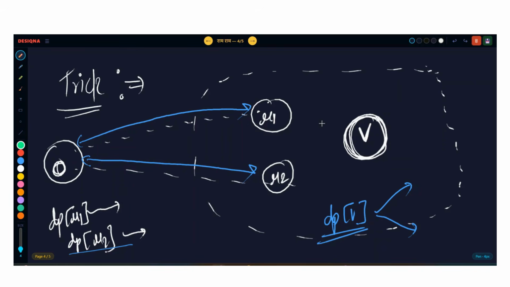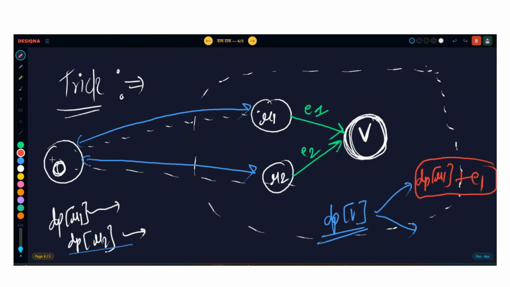Let's say U1 is connected to V1 with this edge, and this edge weight is E1, and this edge weight is E2. So dp of V has two options. Either you can go from 0 to U1 and then U1 to V. So what will be the cost of doing this? To go from 0 to U1, it will take you dp of U1 money, and to go from U1 to V, it will take you E1 rupees. So dp of U1 plus E1.